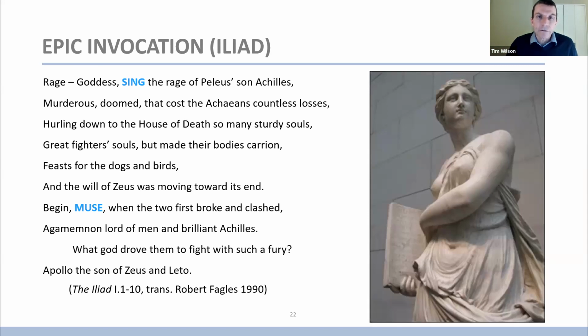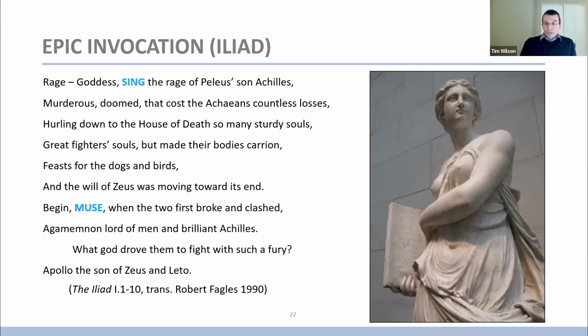That cost the Achaeans countless losses, hurling down to the house of death so many sturdy souls, great fighters' souls, but made their bodies carrion, feasts for the dogs and birds, and the will of Zeus was moving toward its end. Begin, muse, when the two first broke and clashed, Agamemnon, lord of men, and brilliant Achilles. What god drove them to fight with such a fury? Ah, Apollo, the son of Zeus and Leto.